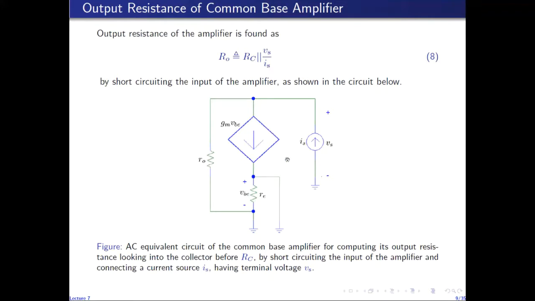Now, this ratio can be found very easily by looking at this circuit. If we analyze this circuit, the emitter is at ground, the base is at ground, which means that VBE is 0 because both ends are at the same potential, they are grounded. So VBE is 0, which means that this current source is open circuited. This current is 0 because it depends upon VBE. So this branch is out of the circuit and we can ignore it. All we are left with is small r0, which is directly connected to the current source. Hence Vs over Is equals small r0, which gives us the output resistance of the common base amplifier as RC in parallel with small r0.